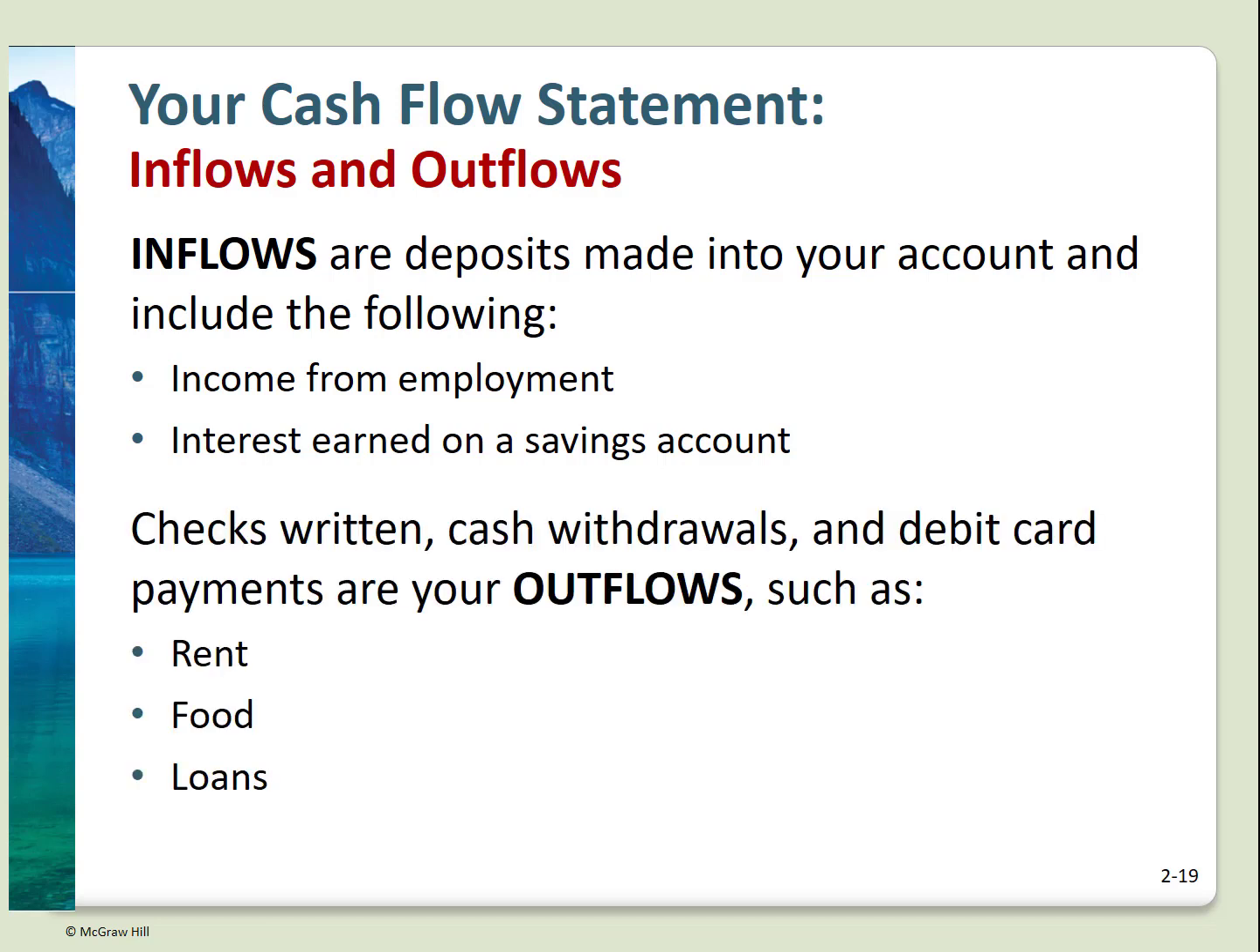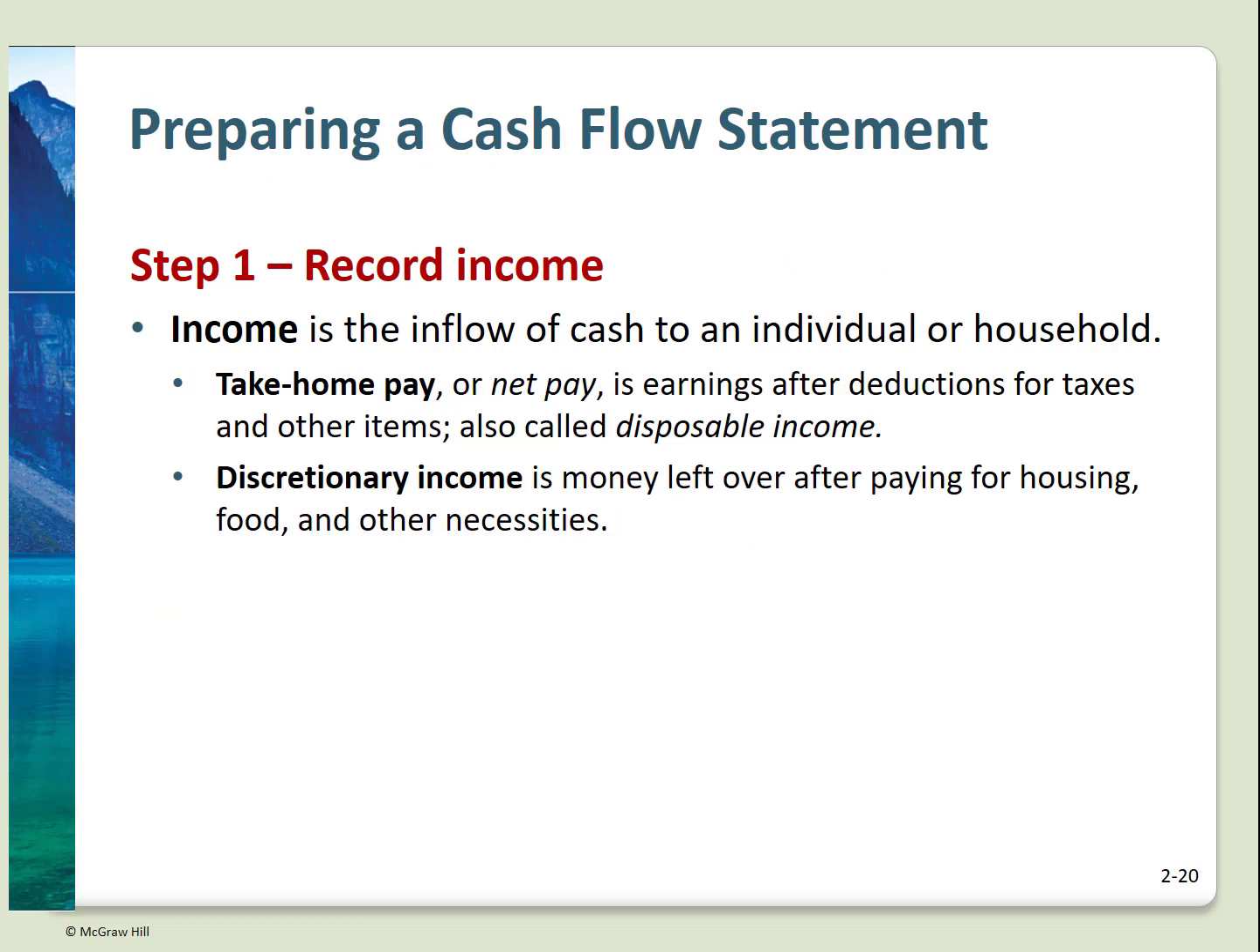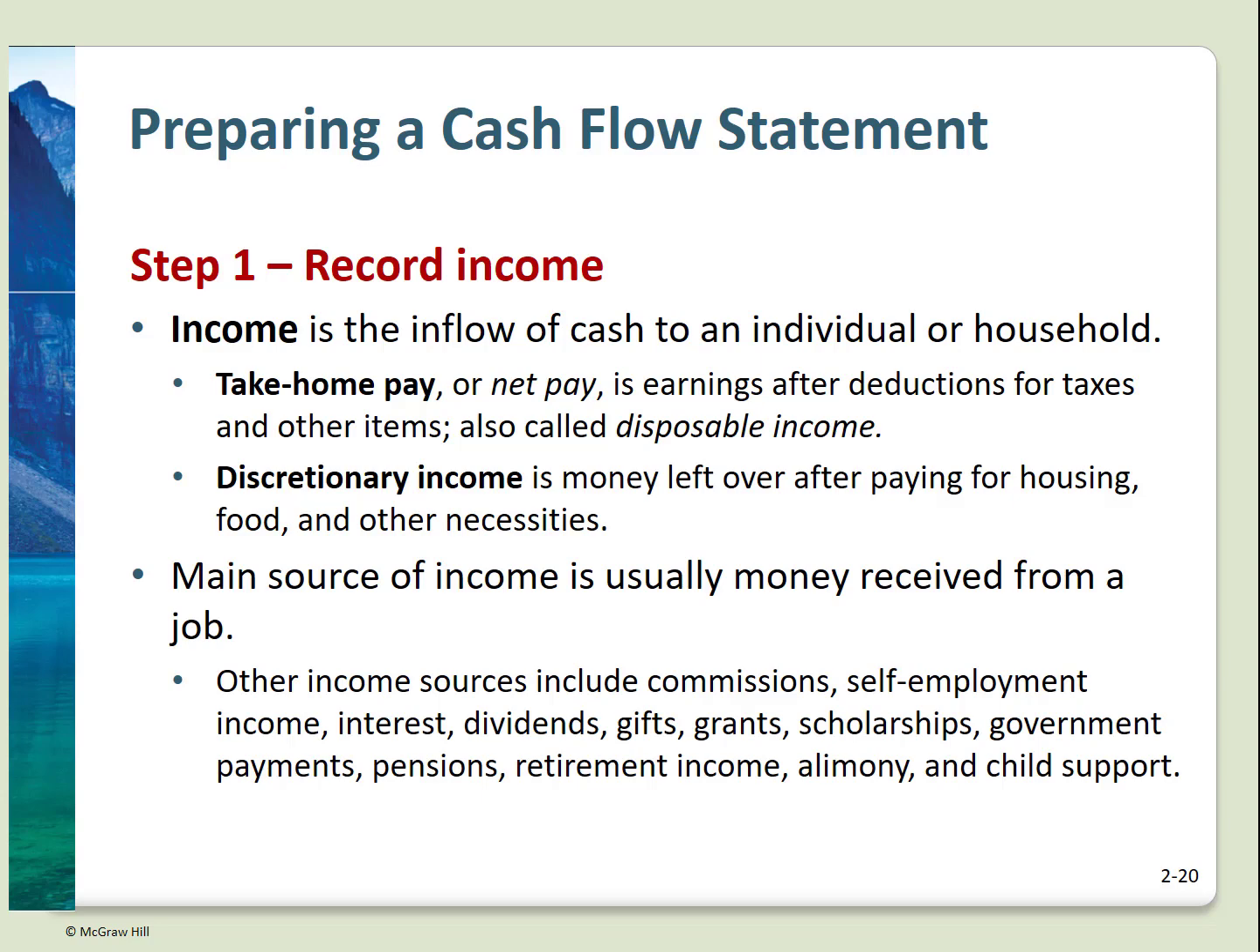Outflows include two types of expenses, fixed and variable. Fixed expenses may include those which do not change month to month. Variable are those which, as the name implies, they vary, and we'll look at these more closely. Step 1. Record income from all sources. Take-home pay, commissions, self-employment, interest, dividends, gifts, grants, whatever. The bottom line, if you get money from any source, record it.